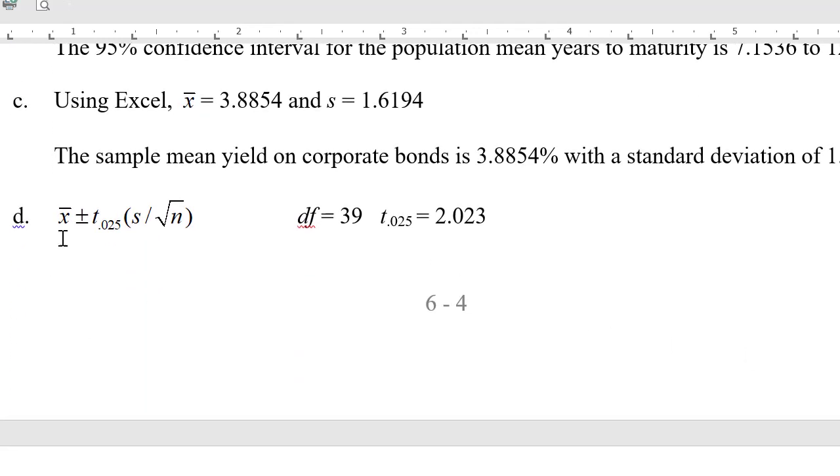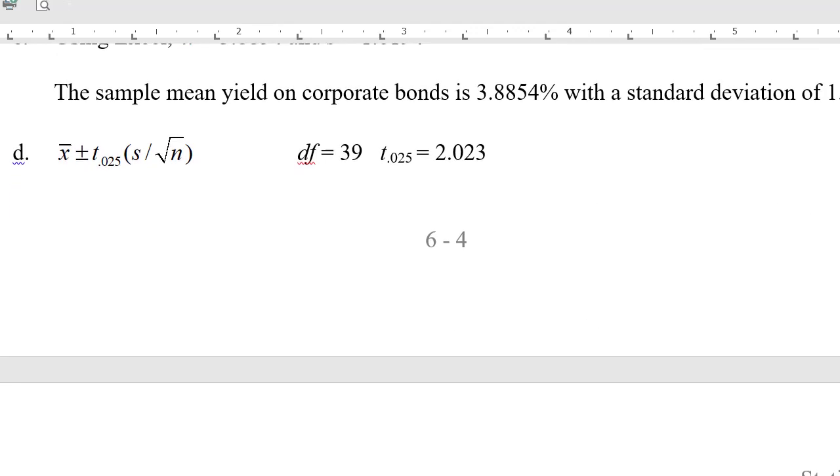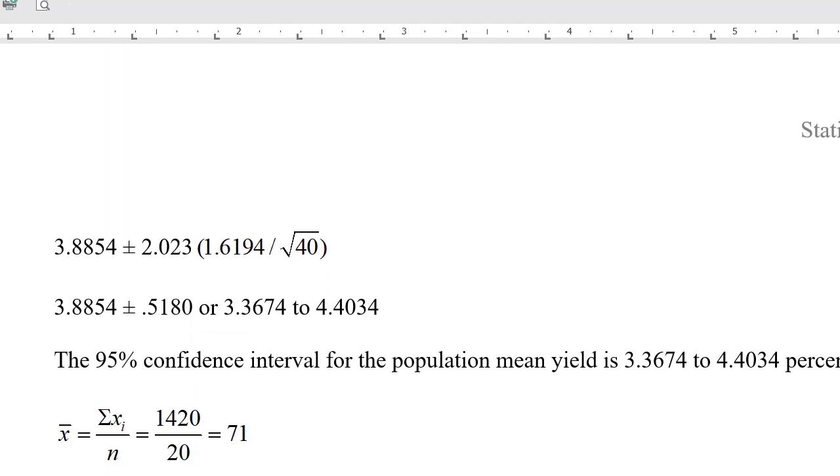So here we have the sample mean is 3.8854%, standard deviation of 1694. D is equal to, and I'll continue to go down here, do all the calculations, and we can see that it's a range of 3.3674 to 4.4034. That's the proportion of yield would be 95% of the time within that range.